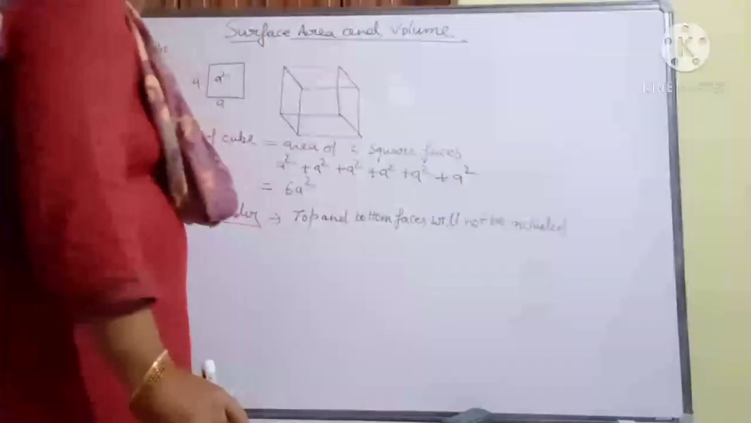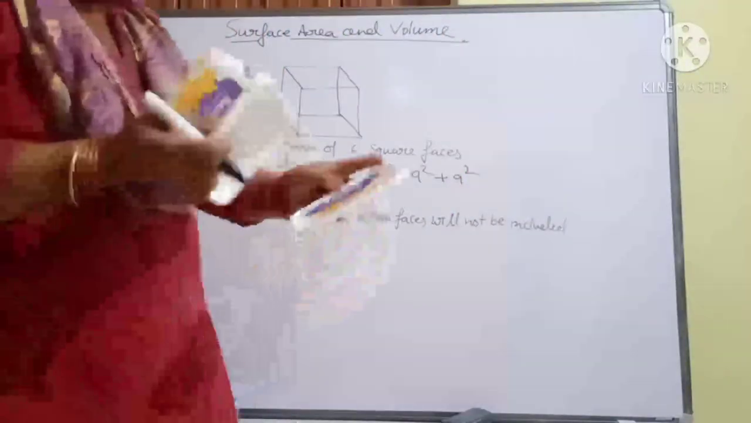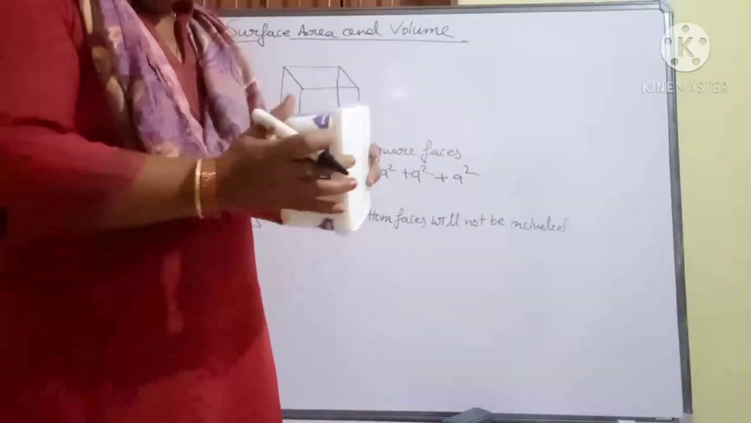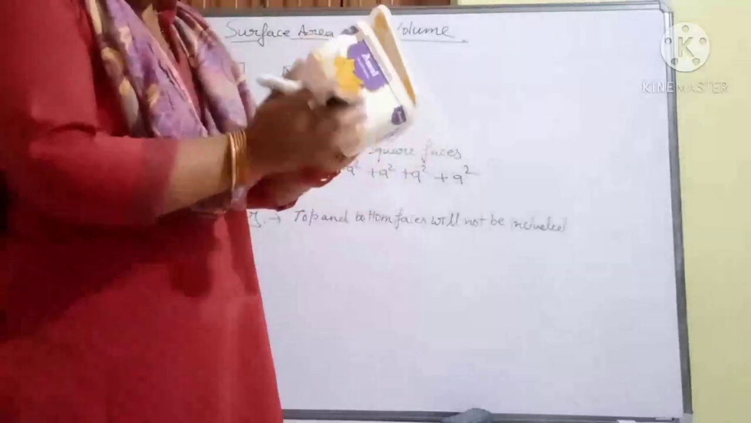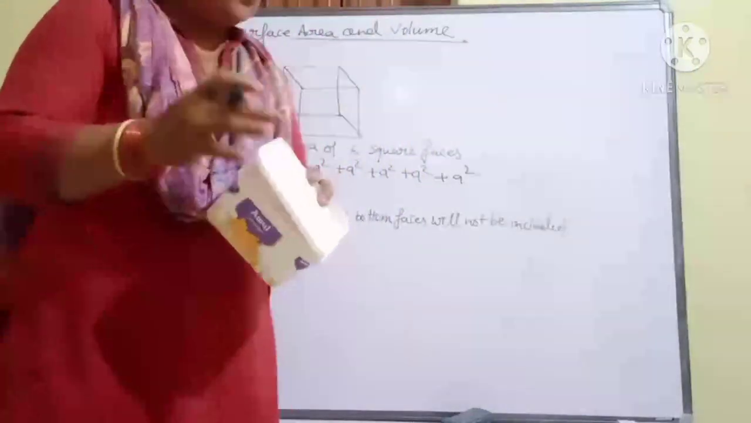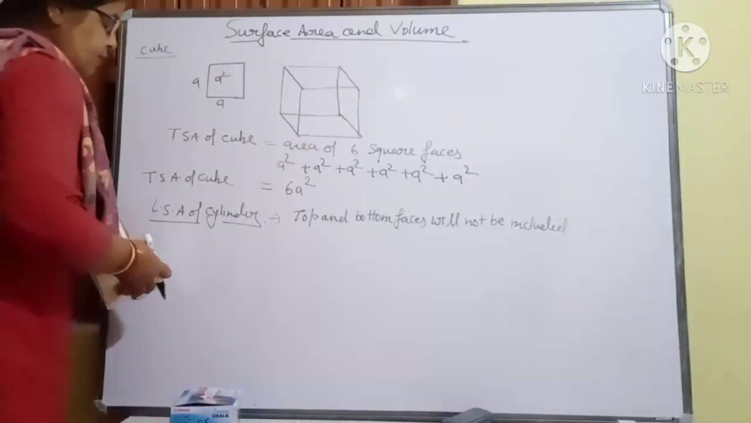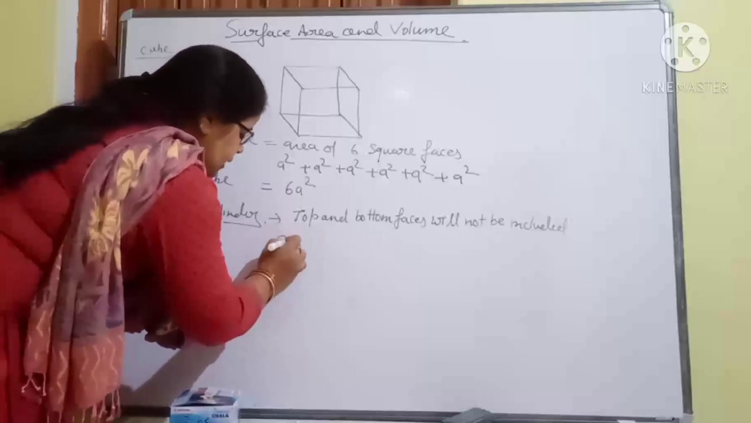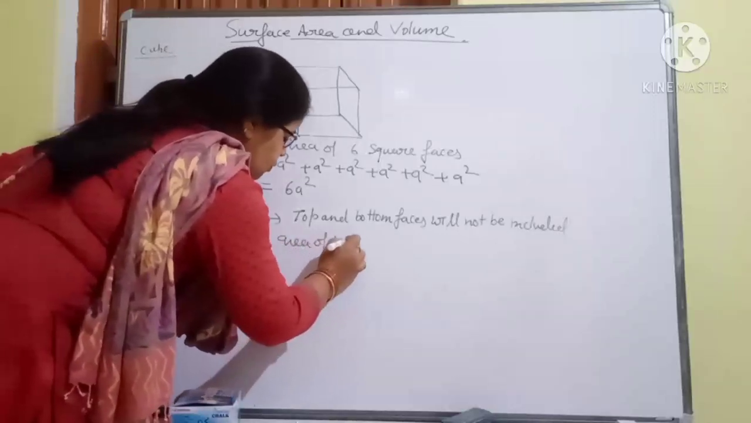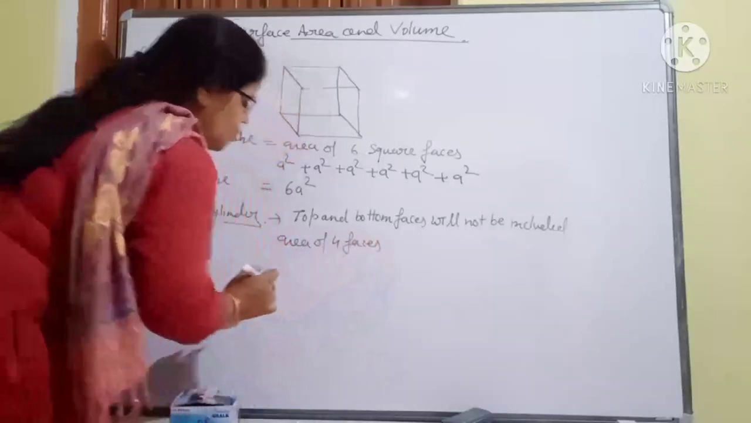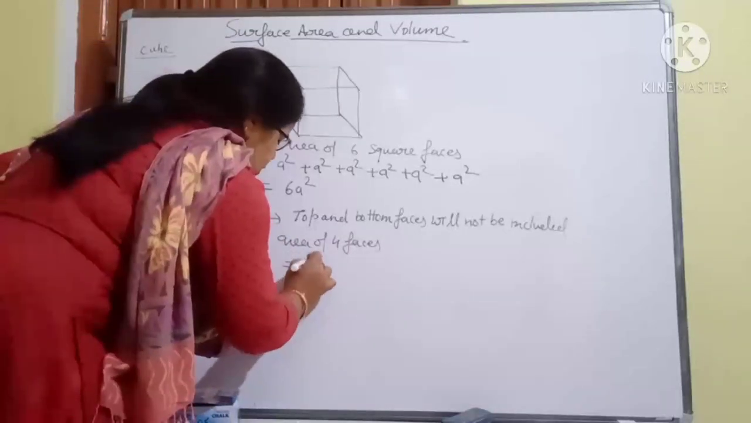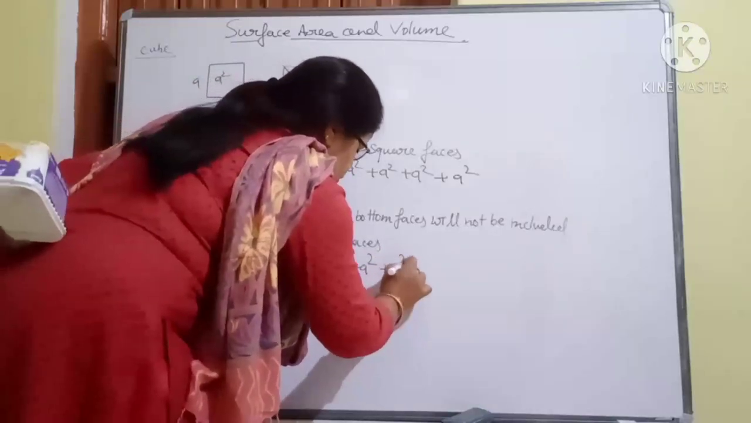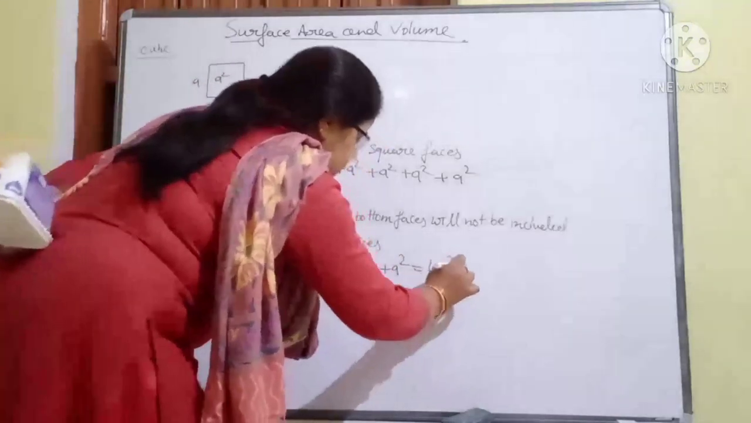So how many faces will remain? If I remove this top and bottom face, then how many faces will be there, beta? See, 1, 2, 3 and 4. Only 4 faces will be there. So the lateral surface area is equal to the area of 4 faces, that is, A square plus A square plus A square plus A square. What will be? 4A square.